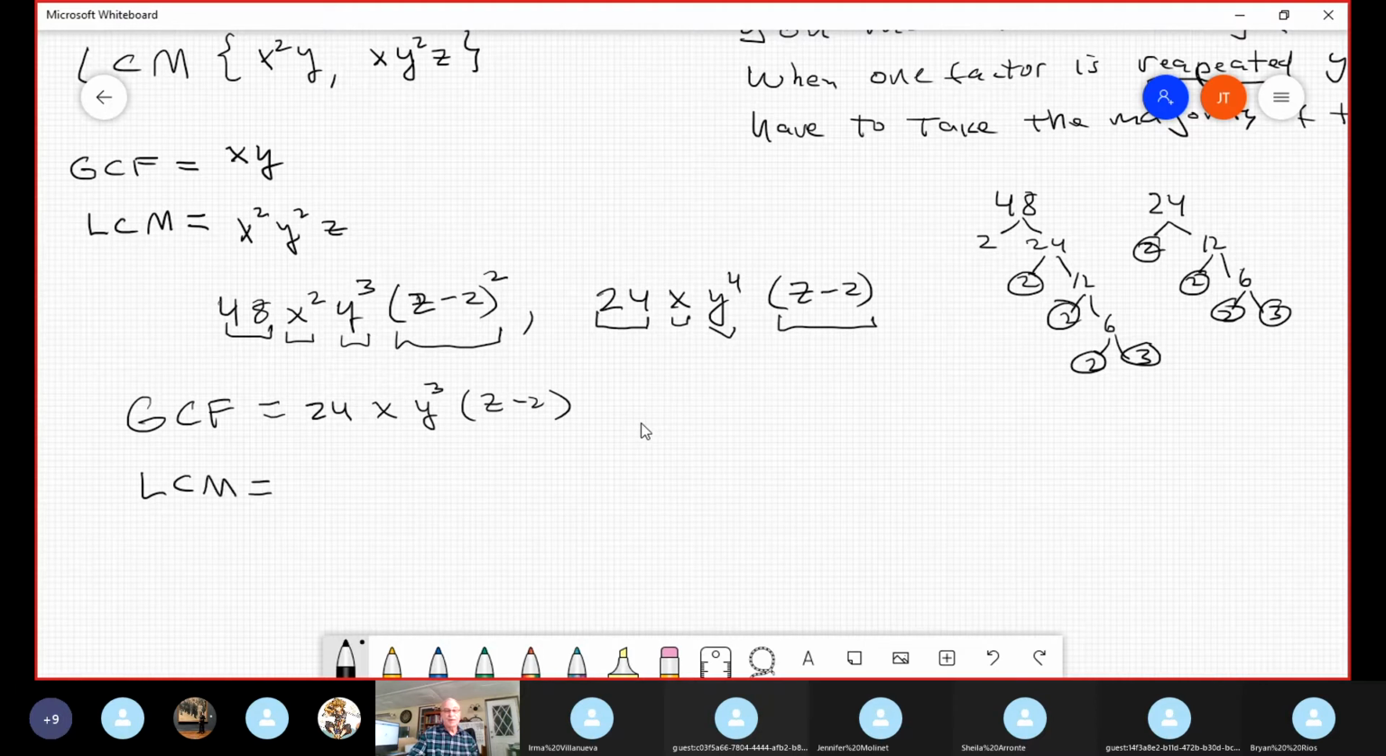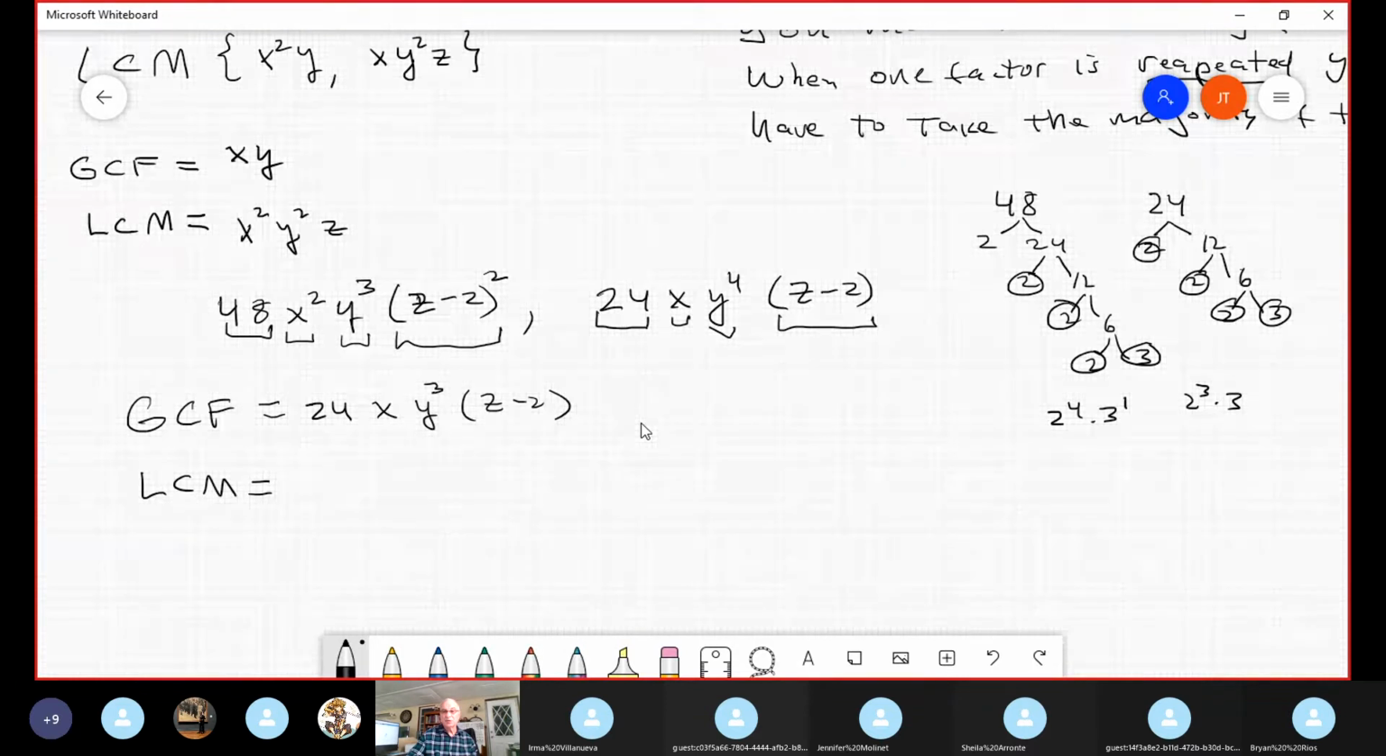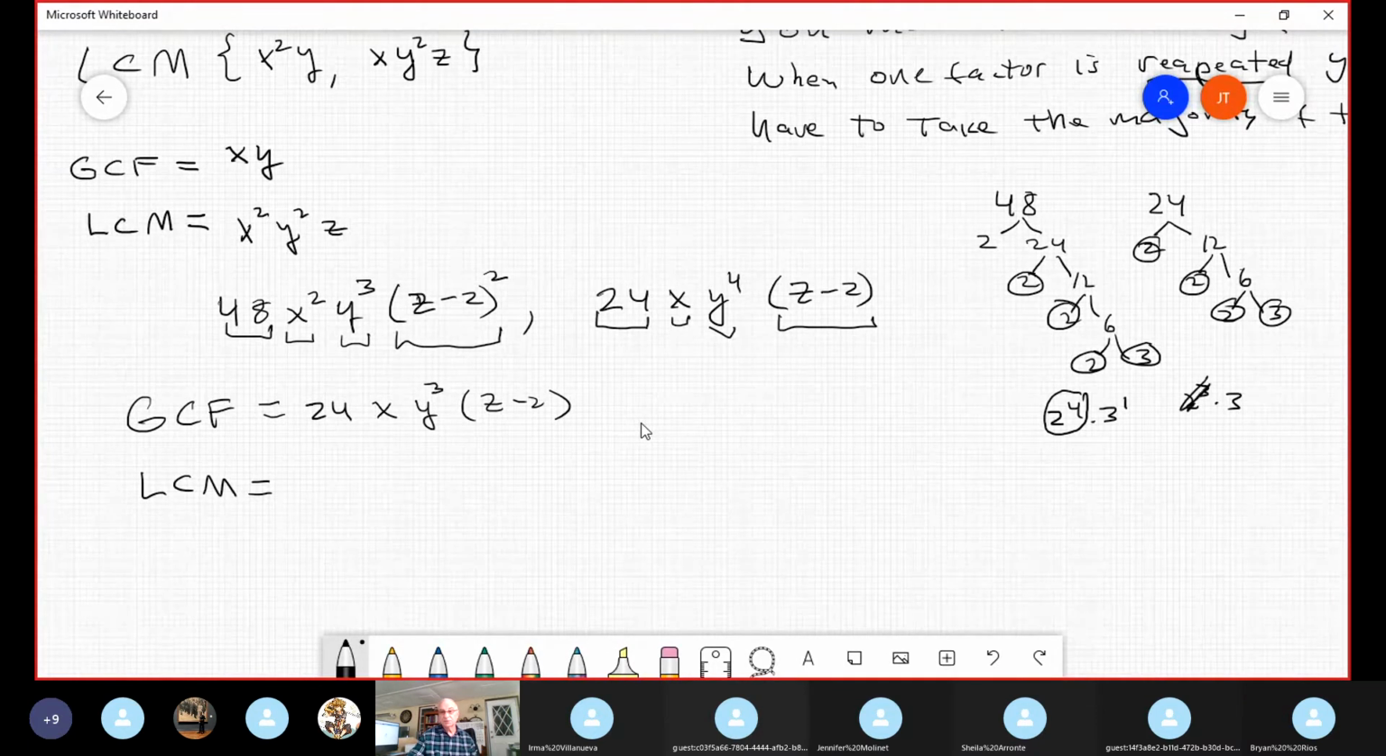LCM. This is complicated. In the numerical part, this is obvious that we have 1, 2, 3, 4. This is 2 to the 4th power times 3 to the 1. And 24 is 2 to the 3rd power times 3. So for the numerical part of the least common multiple, remember, when a factor is repeated, 2 is repeated, but you take the bigger exponent. Okay, it's 4. And you ignore this. And 3 is only 1. So actually, 2 to the 4 times 3 is 48. The least common multiple is 48. Makes sense, right? Because 48 times 1 is 48, and 24 times 2 is 48.